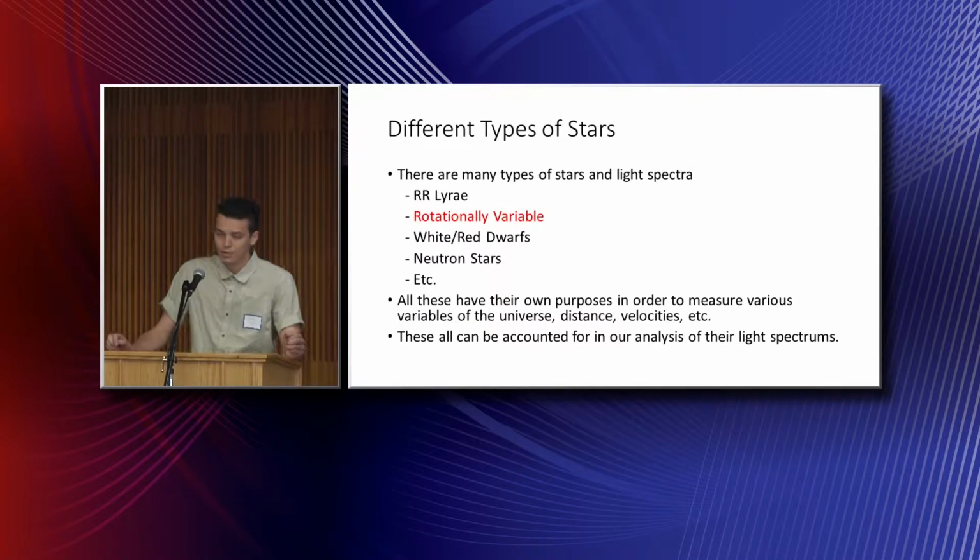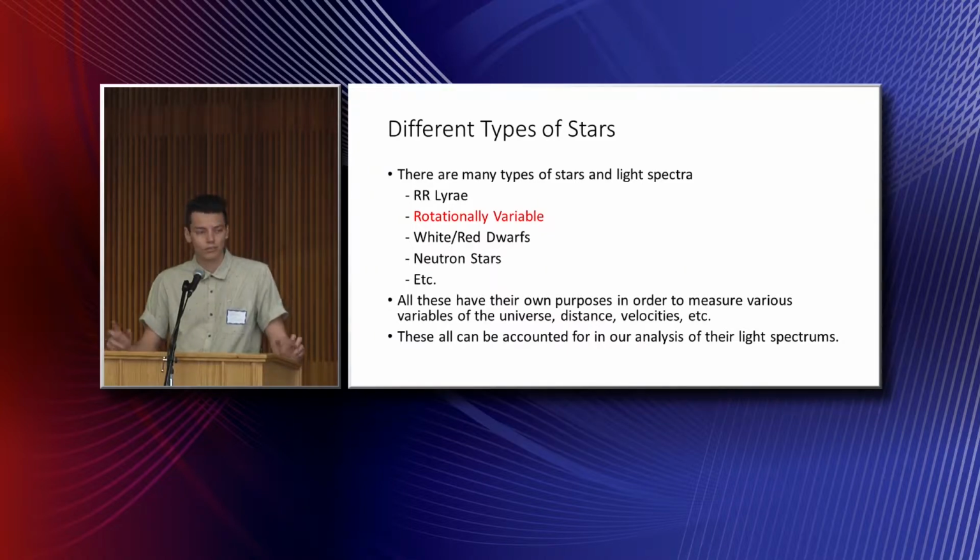There are many different types of stars, and all these stars can be classified by their light spectrum. There's RR Lyrae, which are rotationally variable and important in this case, red and white dwarfs, and all of these have different functions. You can use them to study the distances in the universe, the time scales, how fast things are moving away and towards us, and all these different stars can be used for their express purposes.